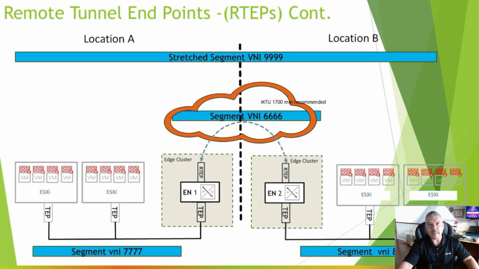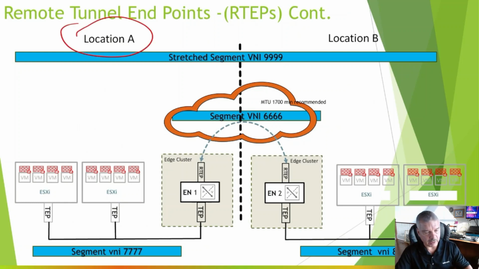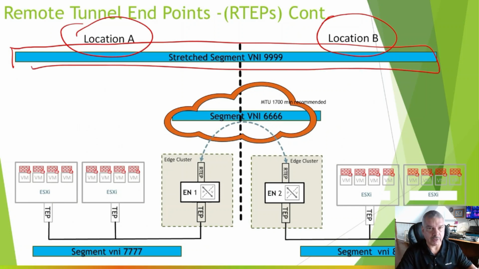So what is this RTEP? In this example, I've got location A on the left, location B on the right. Again, imagine I have up to 8 locations. I decided I'm going to create a stretch segment across there. Okay, I know I said you don't create a stretch segment, you attach it to a stretch gateway. Tomato, tomato, right? So anyways, I've got a stretch gateway, and now I have a stretch segment.